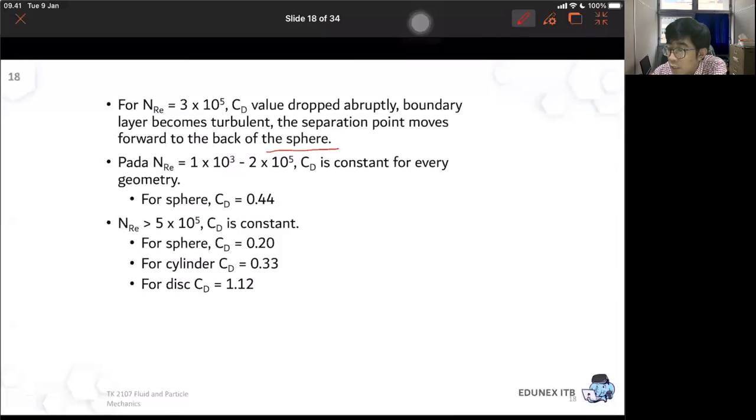So for Reynolds number between 1000 and 200,000, generally the drag coefficient is constant. For the sphere, the value is around 0.4. And for the higher Reynolds number, above 500,000, the drag coefficient is also constant. So this is a special case for the drag coefficient.